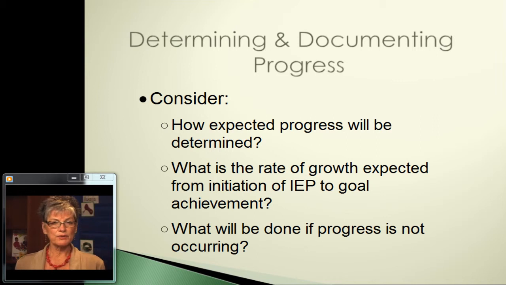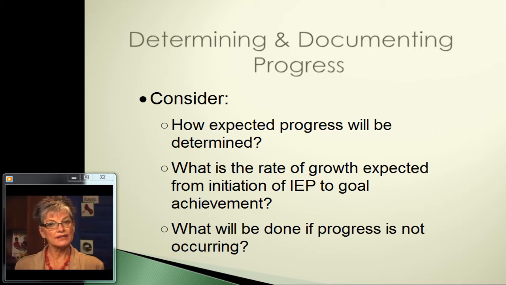So we want to consider how the expected progress is going to be determined, first of all. If we've, again, done a good job with our present levels, maybe we're using a curriculum-based measurement and we have already established a baseline. So we're going to look at our goal statement, and reading fluency is the easiest one that comes to mind. We're going to be doing reading trials every week and documenting them on a chart. That's easy enough to do. So that's how we're going to measure our progress or determine if progress is being made.